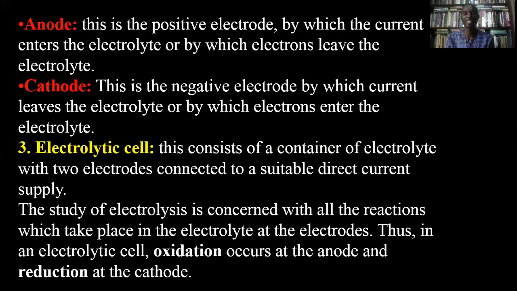So in the electrolytic cell, inside the wall of the container, everything that happens there, oxidation occurs there, reduction also occurs there. So the electrolytic cell is the wall of the container that carries the content, which is the electrolyte, and also carries the electrodes, and everything that happens inside it is what we call electrolysis.